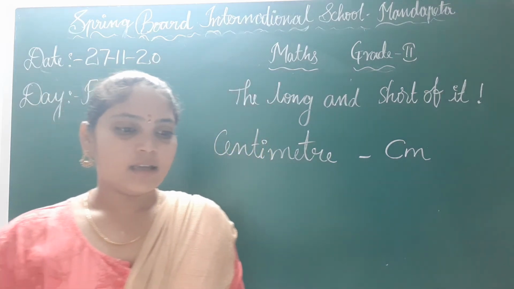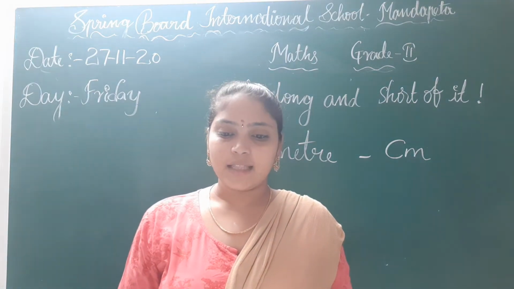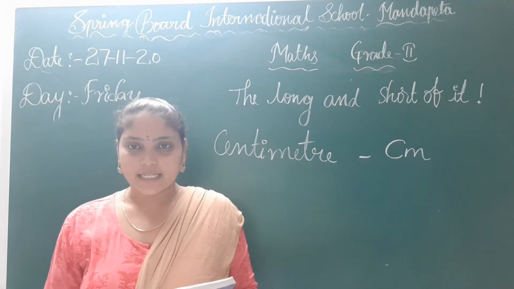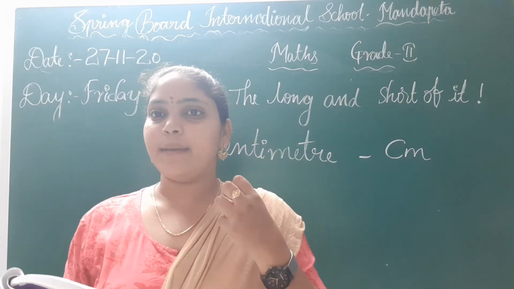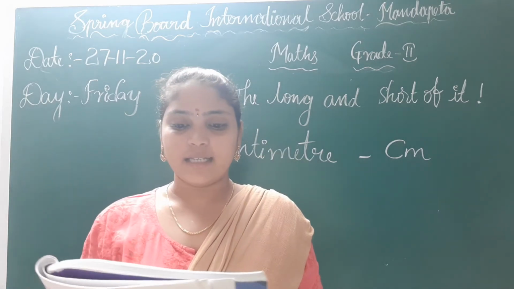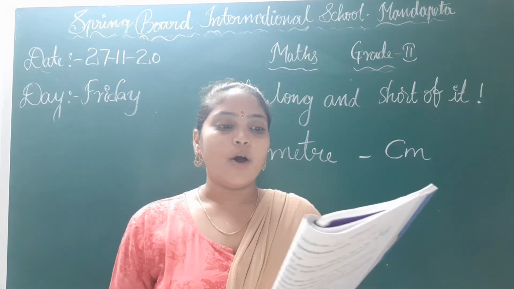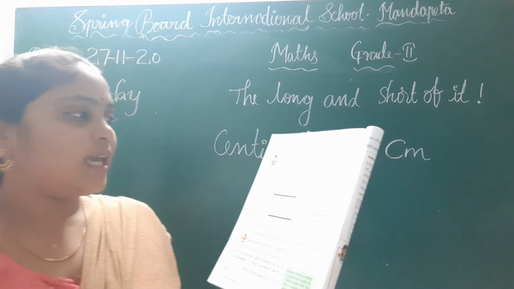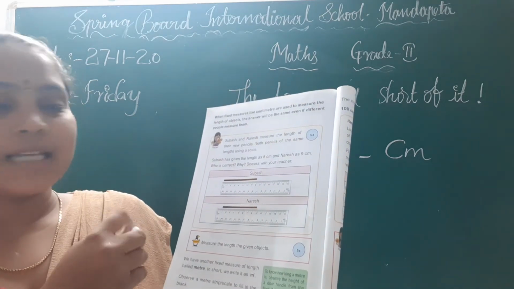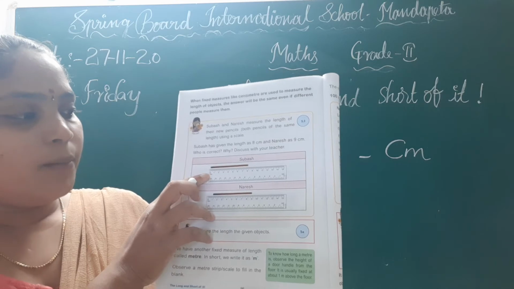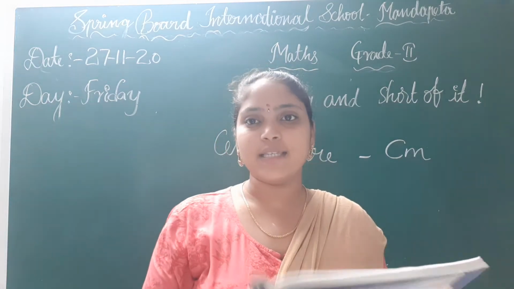Open page 96. When fixed measures like centimeter are used to measure the length of an object, the answer will be the same even if different people measure them. So Subhash and Naresh measure the length of their new pencils. Both pencils are of the same length. In these two, whose measurement is correct, children? Here Subhash keeps the pencil on the starting point 0, but Naresh kept it on the number 1. It means only Subhash is correct.